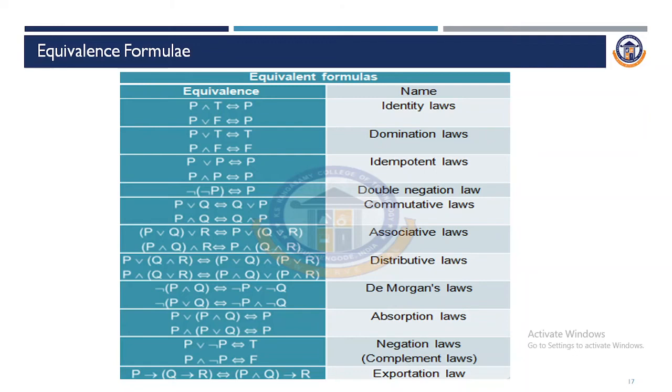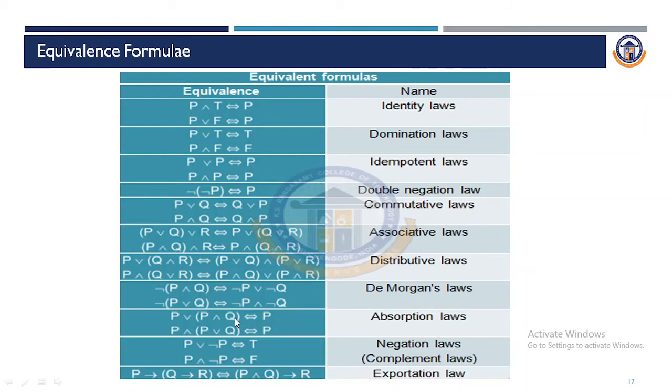Next one, distributive law. That is, distribute P over Q and R. So P or Q and R is equivalent to P or Q and P or R. P and Q or R is equivalent to P and Q or P and R. Then De Morgan's law: negation of P and Q is equivalent to negation P or negation Q. Negation of P or Q is equivalent to negation P and negation Q.